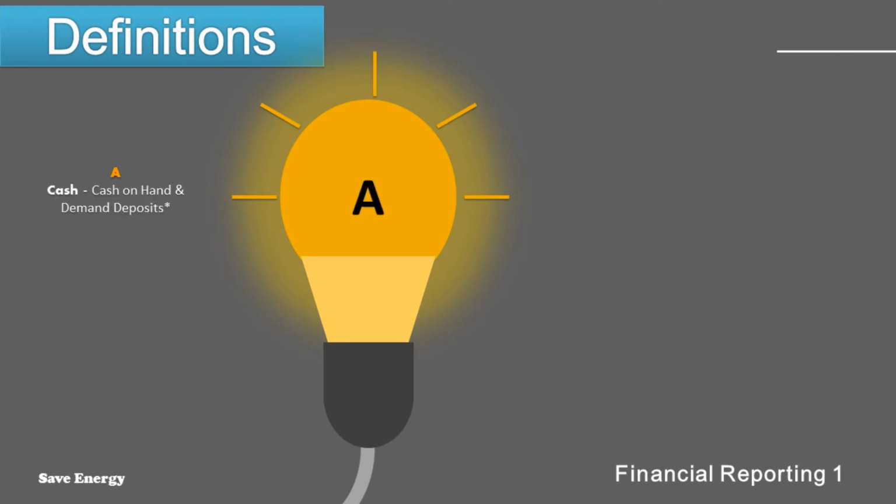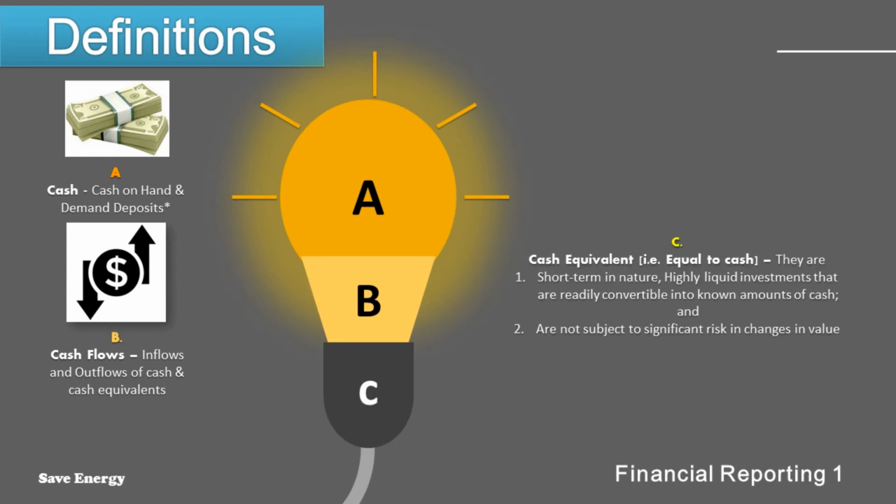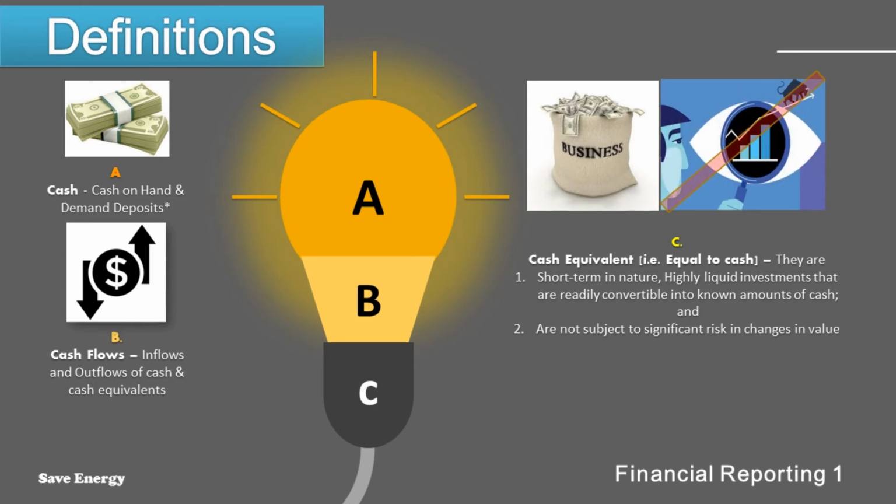Our first definition is what constitutes cash. According to Ind AS 7, cash refers to cash on hand as well as demand deposits. Next, what are cash flows? It means the inflows and outflows of cash and cash equivalents. Last definition, what is cash equivalent? Point number 1. They are short term in nature and highly liquid investments that are readily convertible into known amounts of cash. Next, they are not subject to significant risk of changes in value.